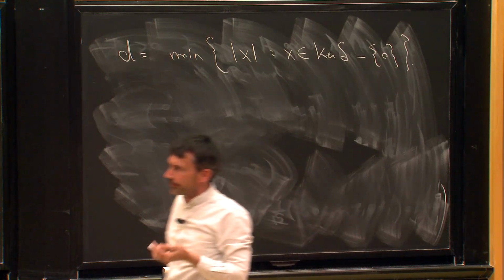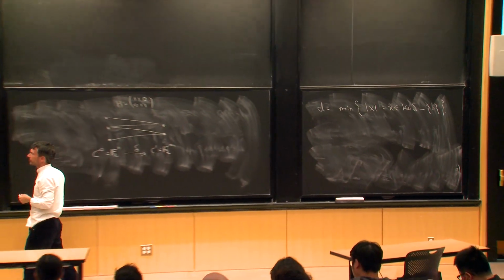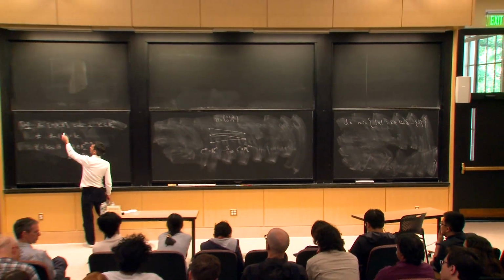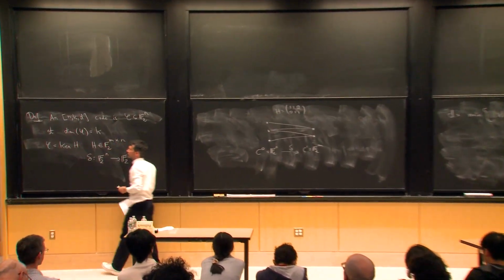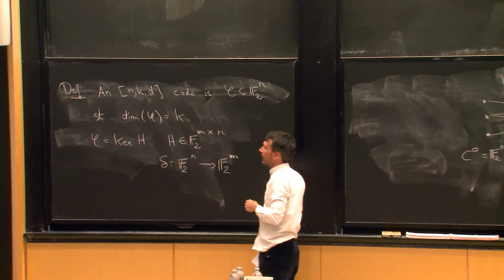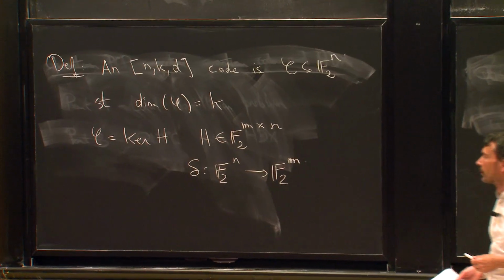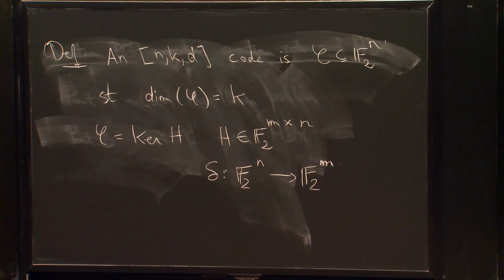So in error correction, we try to design codes that have these parameters as big as possible. Ideally, the dimension would be linear in n, because this says how much information we're able to encode in our n bits. And the distance would also be linear in n, because this says how many errors we can correct. All right.